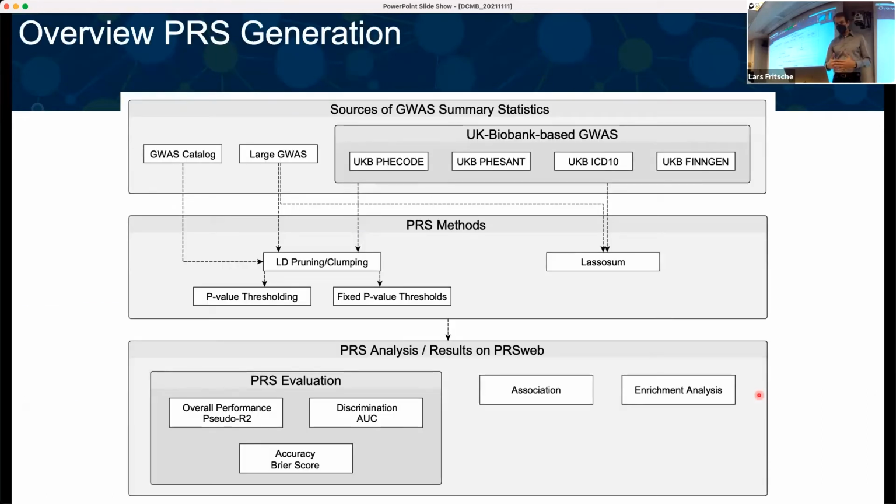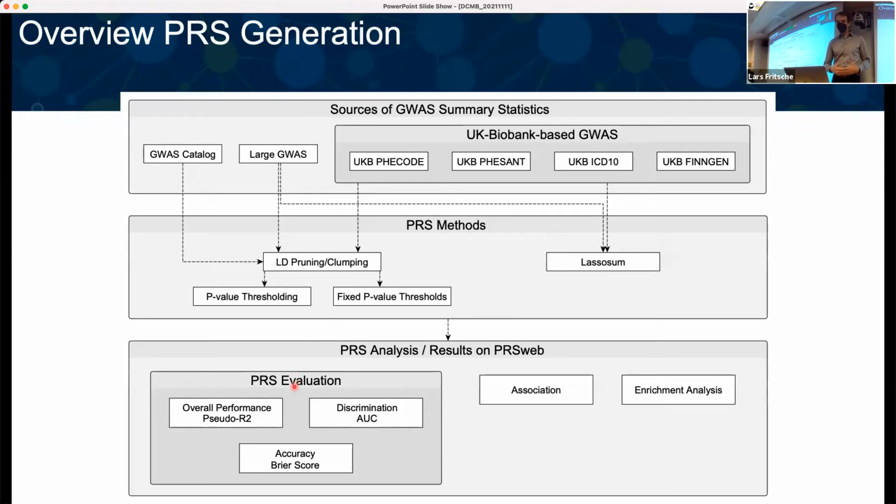And so we used those different sources of GWAS summary statistics to test the different methods I mentioned before. So we did LD pruning and clumping, did the p-value thresholding. So this is the C+T approach, the fixed p-value threshold, for example, the GWAS hits, and then the more complex methods, for example, lassosum, on the data sets where we had full GWAS summary statistics.